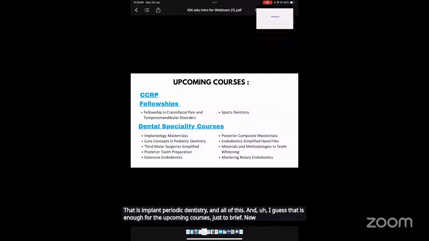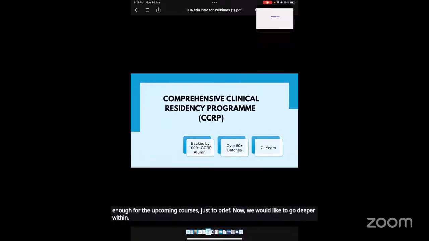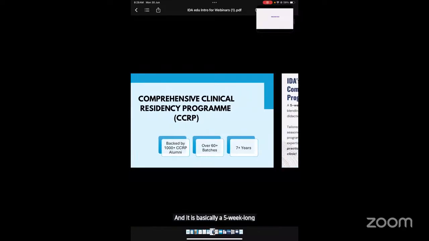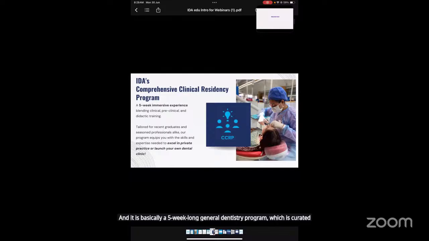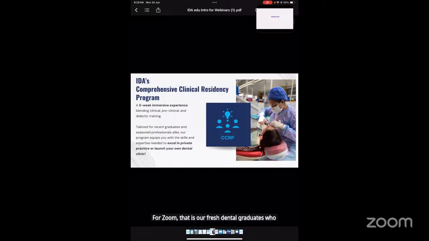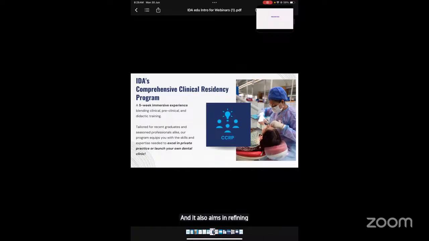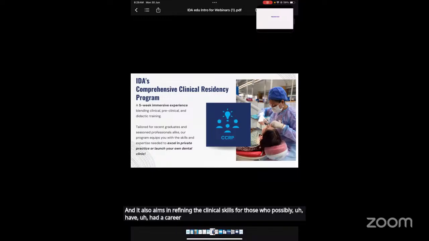Now we would like to go deeper into our top priority program right now, which is our 5 weeks Comprehensive Clinical Residency Program. It is basically a 5 week long general dentistry program, curated specifically for you, our fresh dental graduates who plan on opening a clinic but do not want to waste months on observership. It also aims at refining the clinical skills of those who have had a career gap, or individuals who just wish to have a quick clinical brush up.